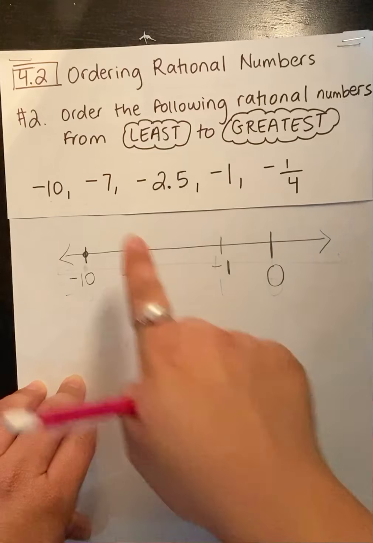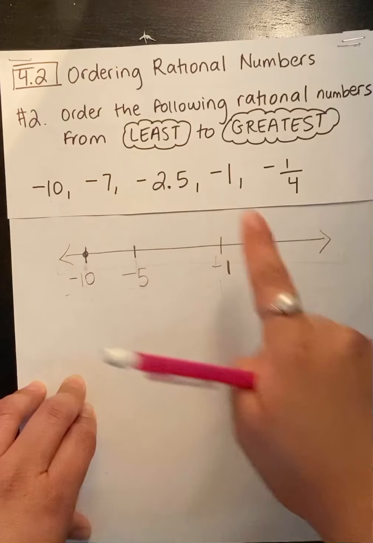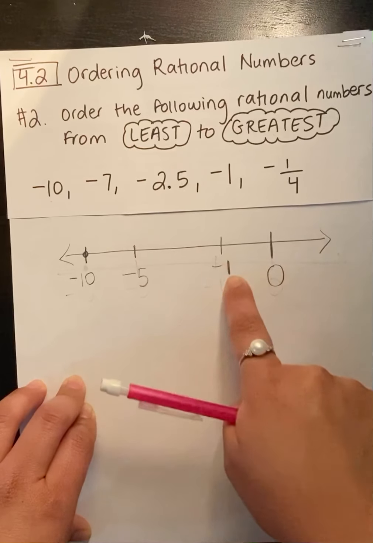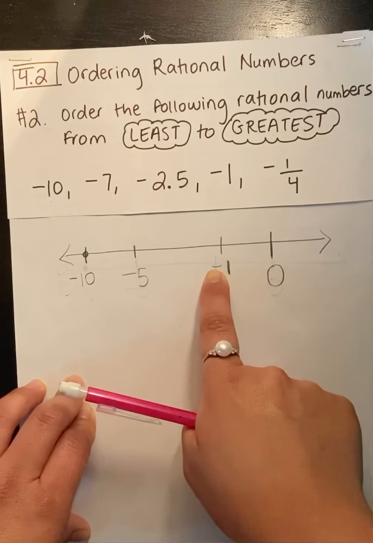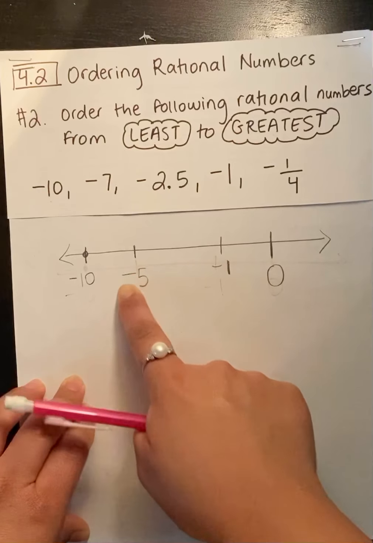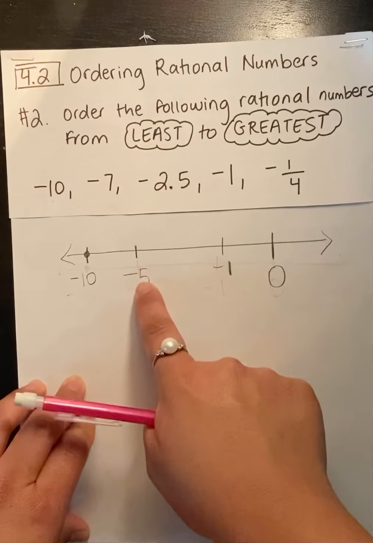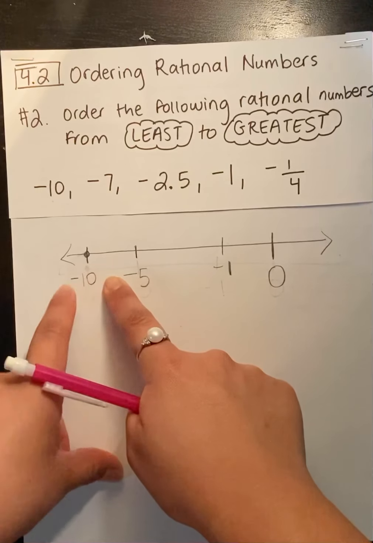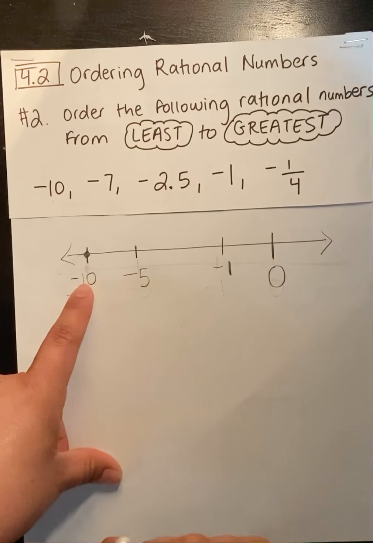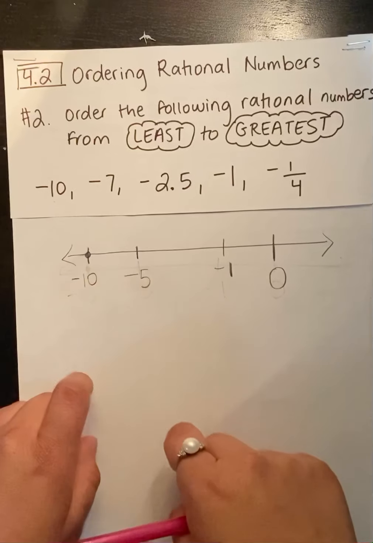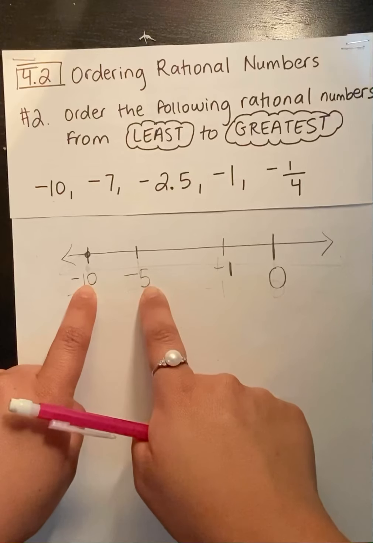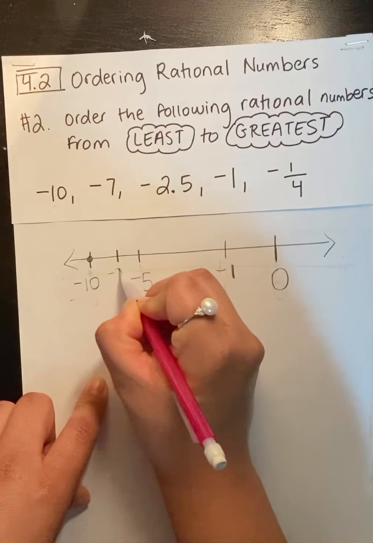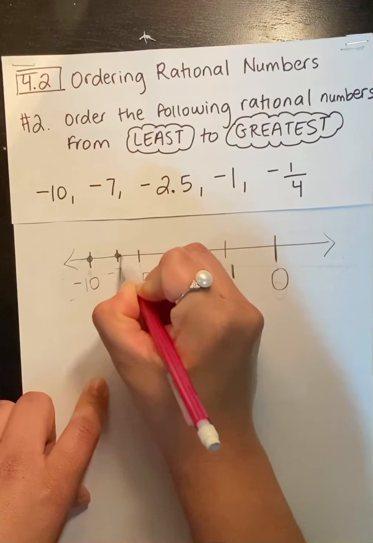My second number is -7. Again, I'm going to start at 0. And I know that -7 is going to be further to the left than -1. I keep going, and it's going to be further to the left than -5. However, I know it's not going to be further to the left than -10. It will be somewhere in between -5 and -10. So I am going to write a little tick mark here, write -7, and plot it.